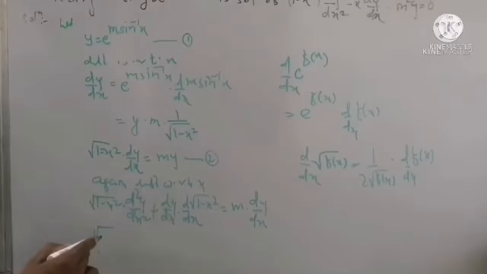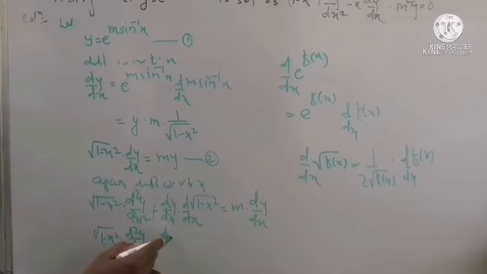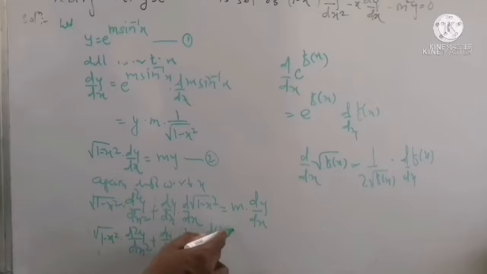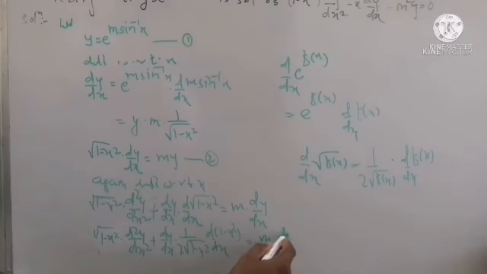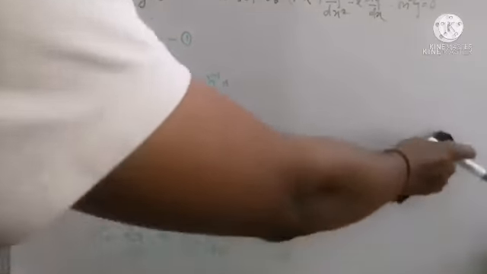in the first term on the left hand side, and d square y by dx square. Now plus dy by dx remains as it is. Now as for root of 1 minus x square, by using chain rule we take the derivative as 1 upon 2 root of 1 minus x square into the derivative of 1 minus x square with respect to x, and on the right hand side we get m into dy by dx only.